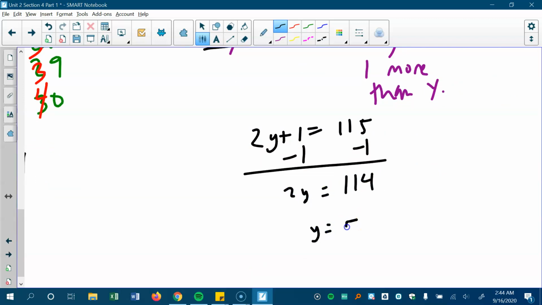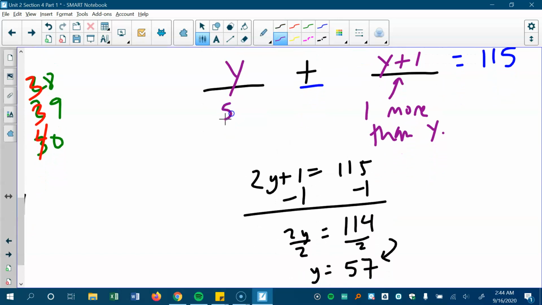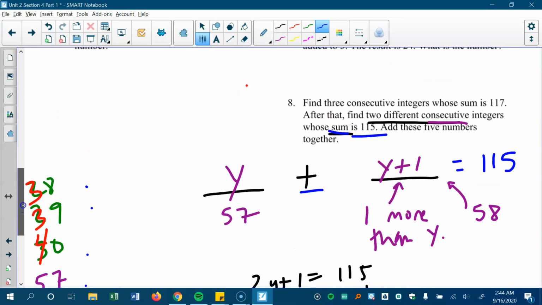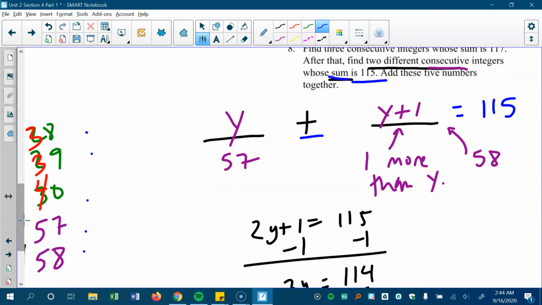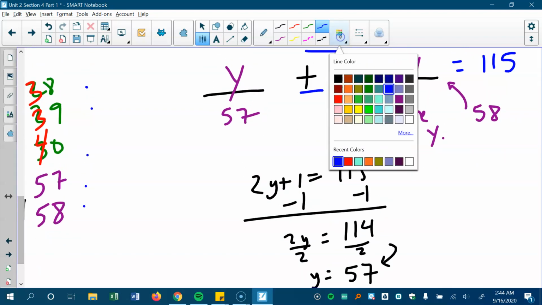And I could be wrong, but I really hope I'm not. When I divide by 2 on both sides, I end up getting 57. Which means my first number is 57. And 1 more than that is 58. And you'll notice here that I have 5 numbers, 1, 2, 3, 4, 5. And that's where it said add these 5 numbers together. Oh, who made this problem? Someone is just trying to be mean, just mean.